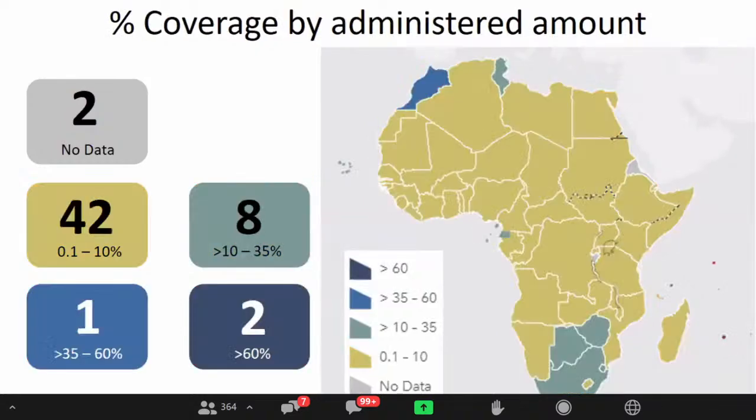Then for coverage administered amounts, this is what percentage of what has been administered is of the population. So we still don't have data for two countries, and the bulk of the countries on the continent are below 10% coverage administered amounts. That's 42. We have 8 between 10 and 35. And then we have one country, Morocco, at 35 to 60. And then two countries, Seychelles and Mauritius, still at greater than 60% of population administered with the vaccine.